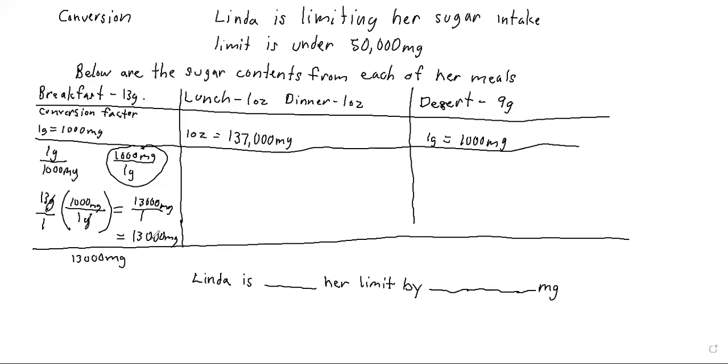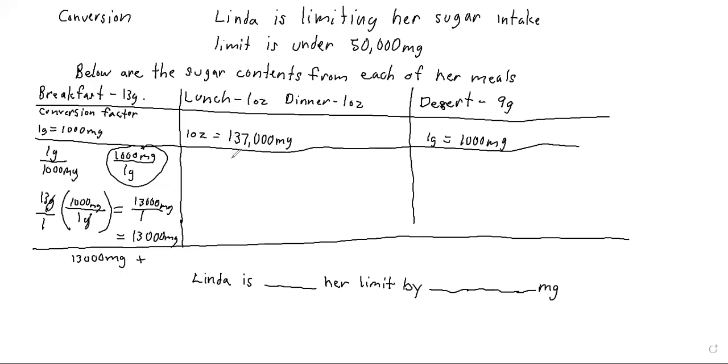Remember, we have to do a sum total. So as we do each one, we're going to be adding them. So this is going to be added to what we get, the milligrams we get from the 1 ounce. Okay, so now again, we have to write a conversion factor. We want to end up with milligrams, so we know the milligram goes on top.